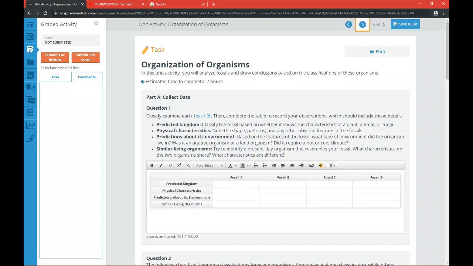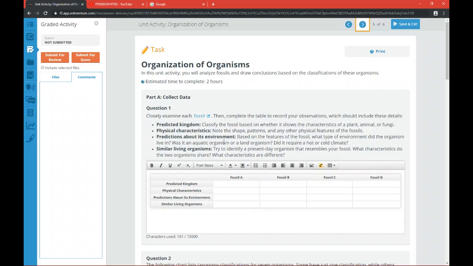Physical characteristics: note the shape and patterns of any physical features of the fossils. So you're just going to describe what you see in the column that says physical characteristics. It can be in the simplest terms that you can think of. You're just trying to physically describe it.